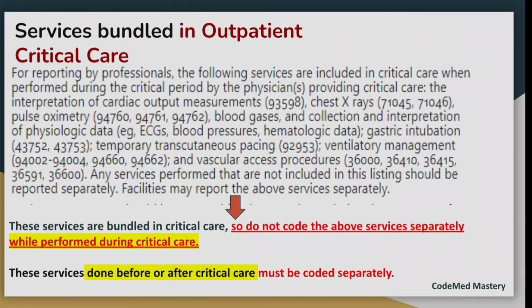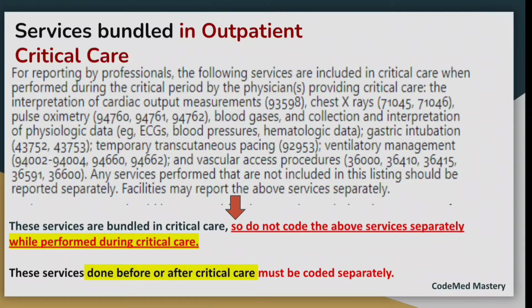Next, let us see services bundled in outpatient critical care. There are some services that are bundled in outpatient critical care. For example, here you can see cardiac output measurement, chest x-ray, and all these blood gases. All this list of services, they are bundled in outpatient critical care. This is present in your CPT book, page number 24 and 25. So please mark this. These services are bundled in outpatient critical care. So you don't have to code it separately with critical care service.